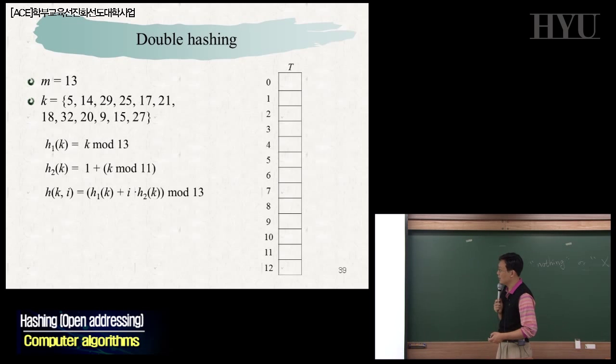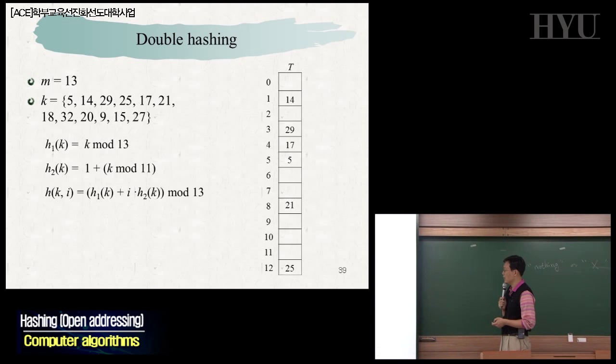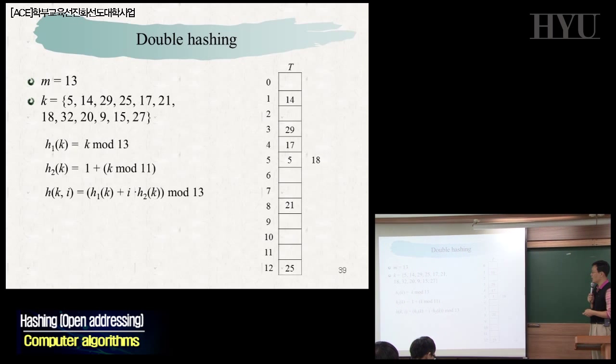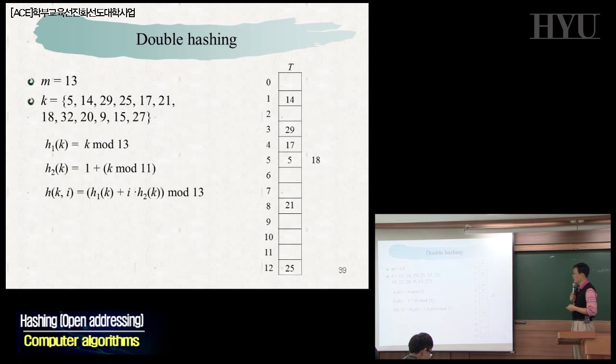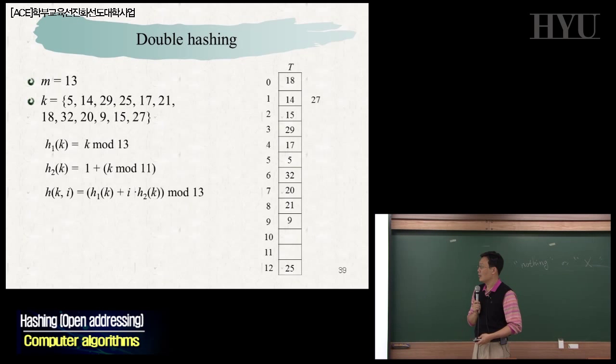Let's see. First, okay, collision. Then let's see where it should be stored. 27 modulo 11 is what? It is 6 plus 1 is 7. So we check every 7th.